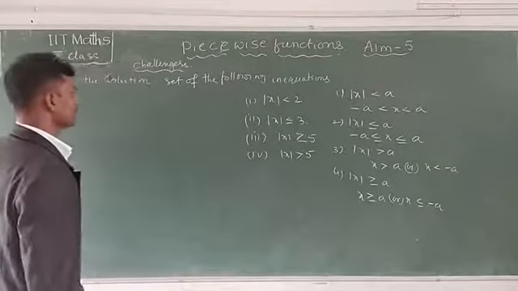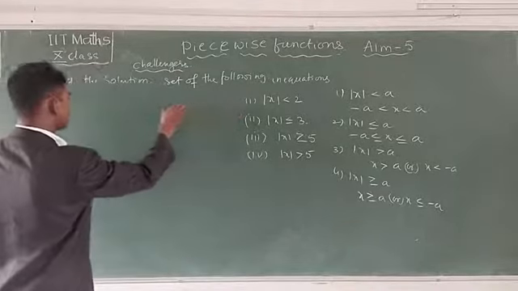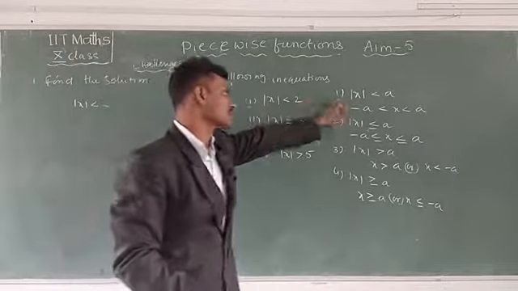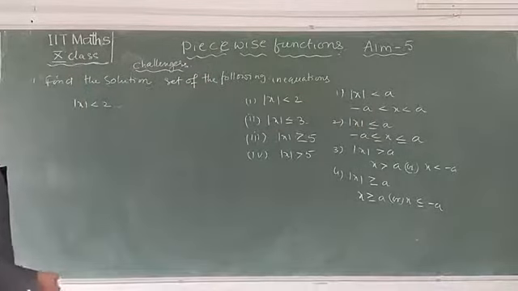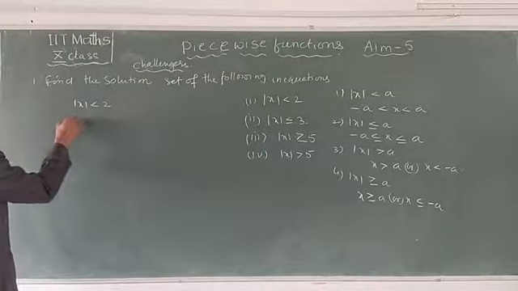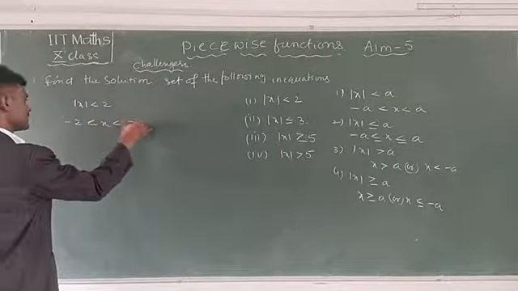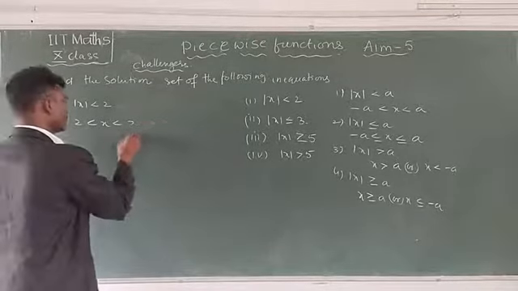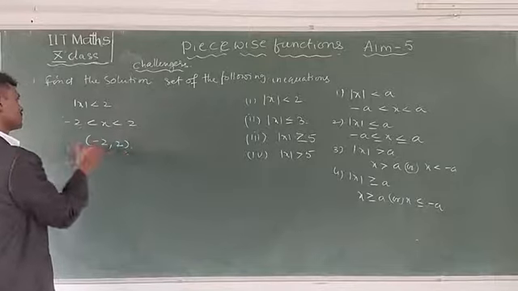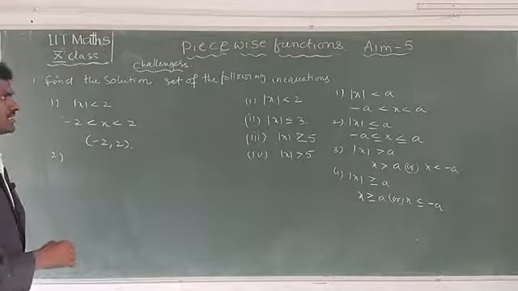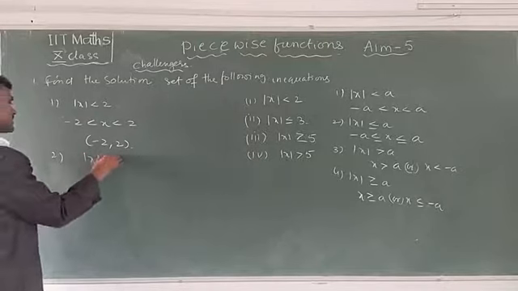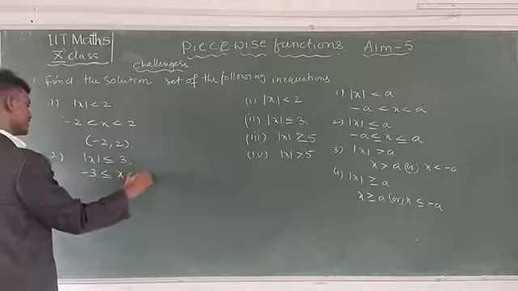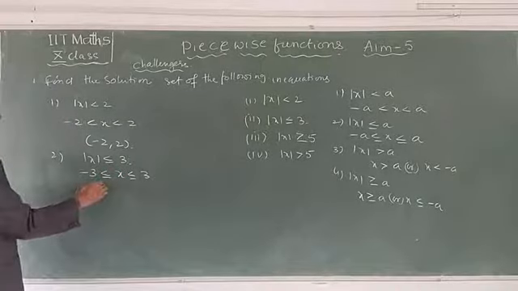Now see here one by one. The first one is modulus of x is less than 2. Modulus of x is less than a means x lies between minus 2 and plus 2, that is, minus 2 is less than x is less than 2. Now this is represented as the open interval minus 2 comma 2. This is the first one. And the second one, modulus of x is less than or equal to 3, means minus 3 is less than or equal to x is less than or equal to plus 3.